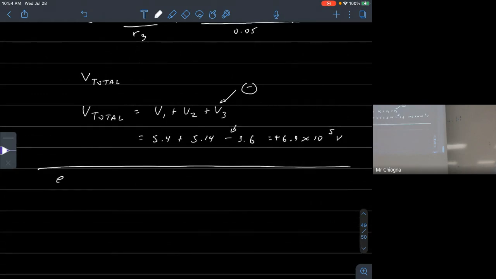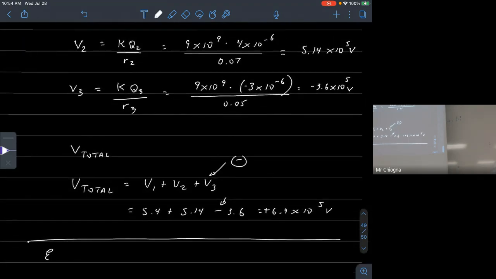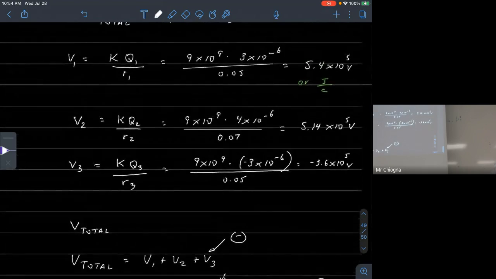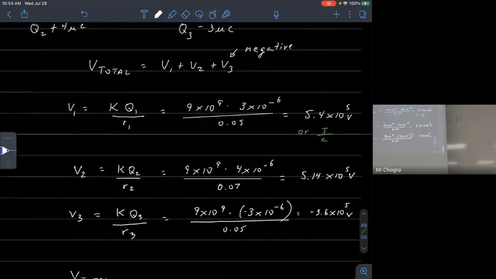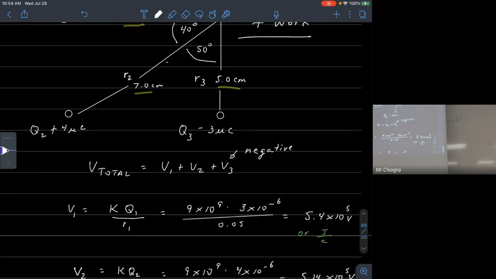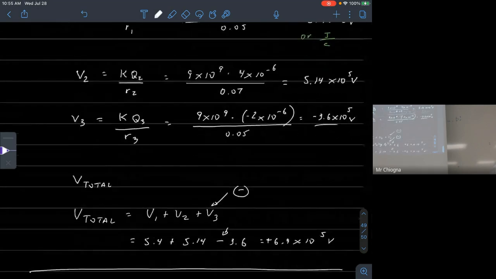Example 2. Sorry, could you go back up to the... When I put that into my calculator, I get a different number. I get this. Oh, did I? You know what I did here with V3? Sorry, my mistake. This is 2. That should be 2. That's how I got that. Then it works out.